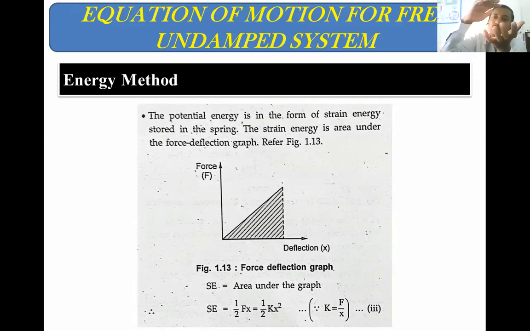Potential energy is because of the virtue of position. What is the formula for potential energy? Rho g into h. If the value of h becomes zero, potential energy becomes zero. It is only because of its position, how high it is. So only because of the height can we say that there is a potential energy.